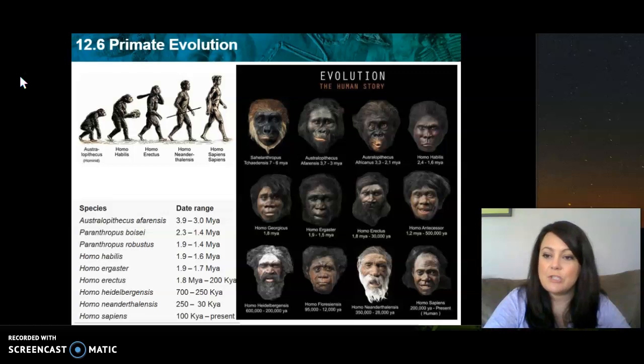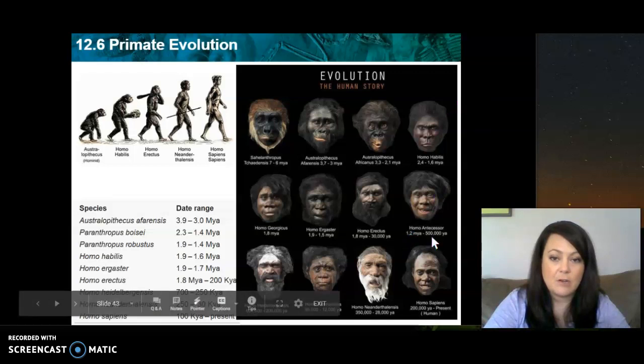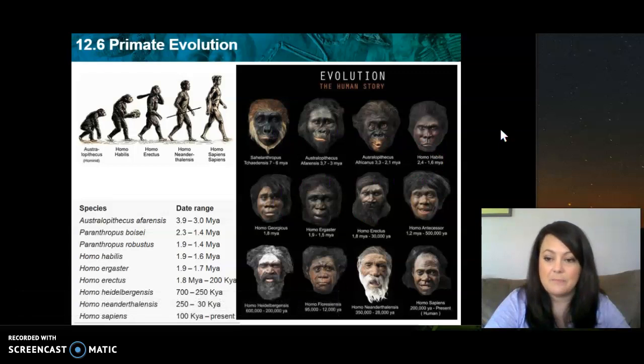Here's a picture that shows you the Australopithecus hominoid evolving into Homo habilis, Homo erectus, Homo neanderthalensis, and Homo sapiens. We, of course, are Homo sapiens, so we are down here in this corner. But you can see how these features have changed slightly throughout time.